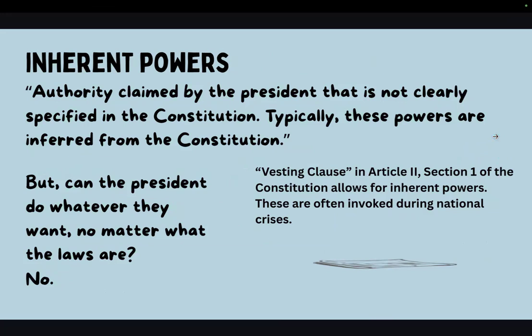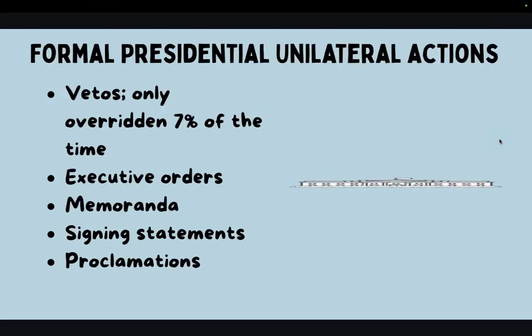So you want to remember what the vesting clause is. As you hopefully know, Article 2 is what talks about the powers of the president and the executive branch. And the vesting clause allows for what are called inherent powers, meaning you can infer that something is within the president's authority, even if the Constitution doesn't literally say the president may do this specific thing. That said, that doesn't mean the president is above the law. And I want to get into that when we talk about the president's unilateral actions.